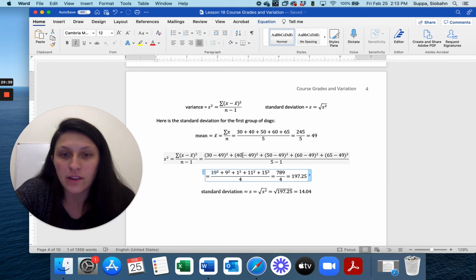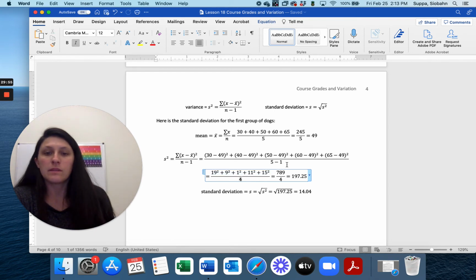This is negative 9 squared, but I know I'm going to square it, so I just left it as 9 squared. 50 minus 49 is 1. 60 minus 49 is 11. And 65 minus 49 is 15. So you're going to square all of those numbers and add them up.